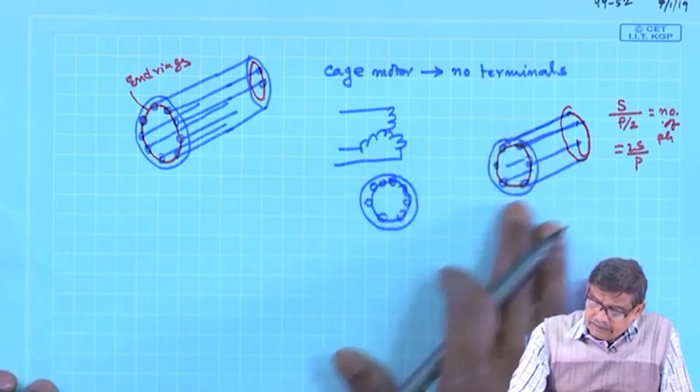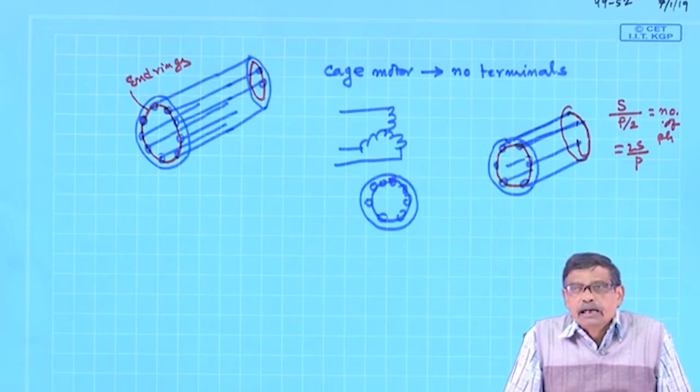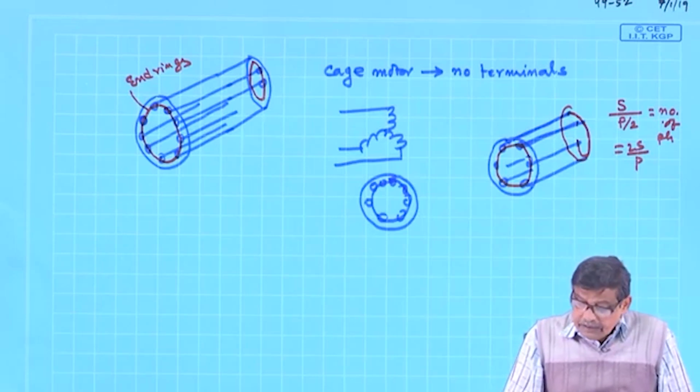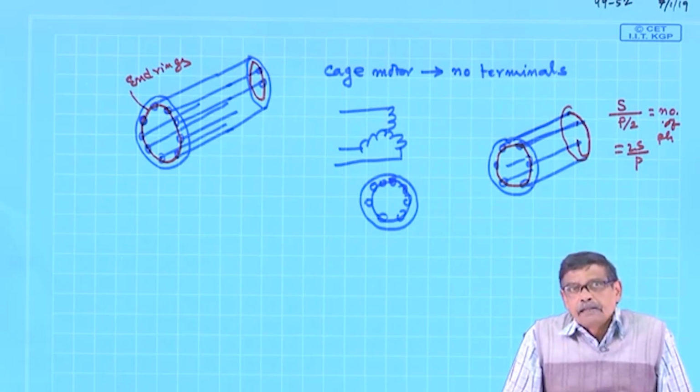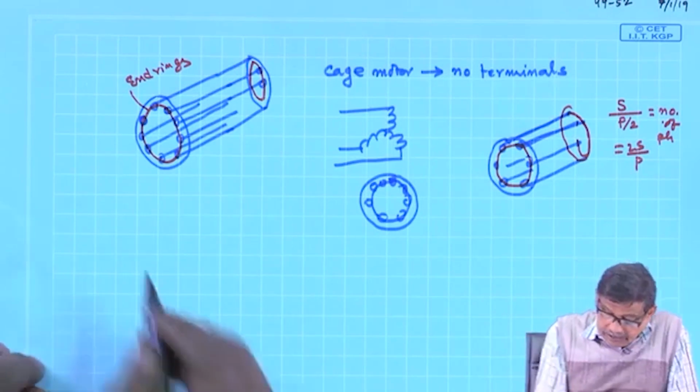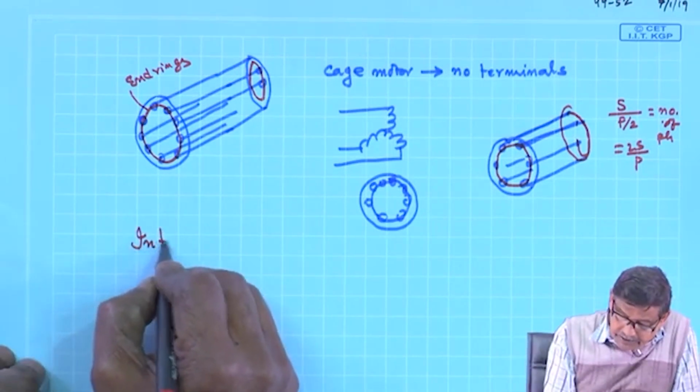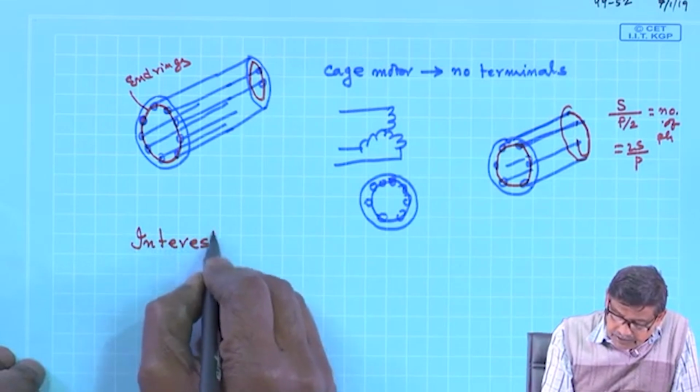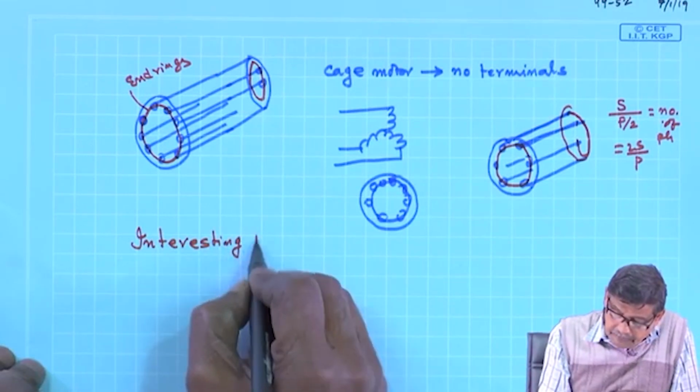Nonetheless, this cage induction motor has got another interesting property, that is, the thing that if your rotor... interesting property, let me write, those are obvious, interesting property.